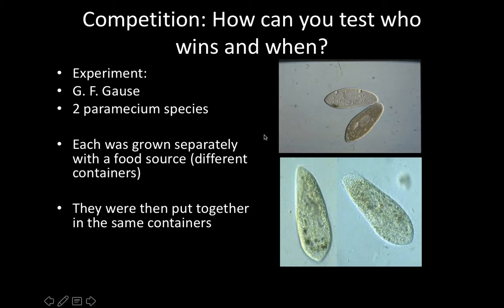Now, how can you test who wins and when they win? The experiments were done by a guy by the name of Gauss, and Gauss looked at two different paramecium species, which are shown in the pictures here. Each one was grown separately with a food source. That means they were in different containers. These are pond critters that you would see if you looked under a microscope. And then what he did is he put them together in the same container.